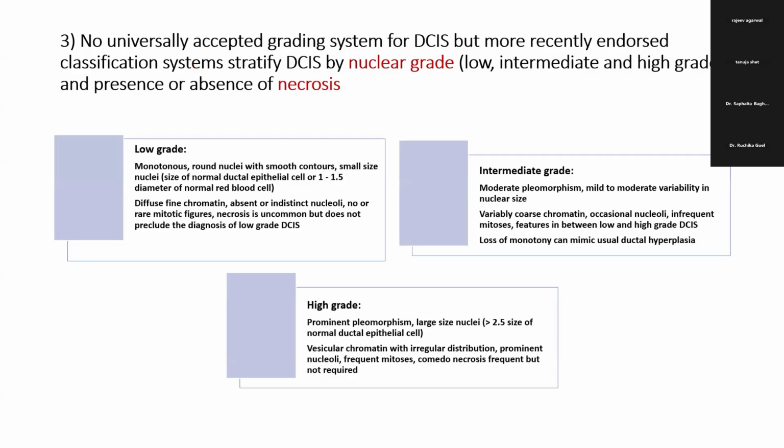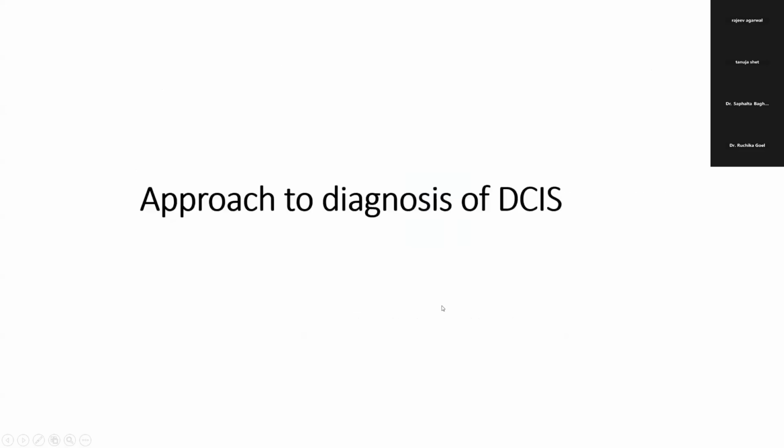And of course, I won't speak much on this, depending on the grades, we have low grade, where the cells appear monotonous, and they're just 1 or 1.5 times the size, to get an estimate of how to report low grade or high grade. The low grade cells are just one time the size of RBCs or the epithelial cells, and the high grade lesions show cells with more than 2.5 times the size of the normal ductal epithelial cell. And of course, they have other nuclear features as well.